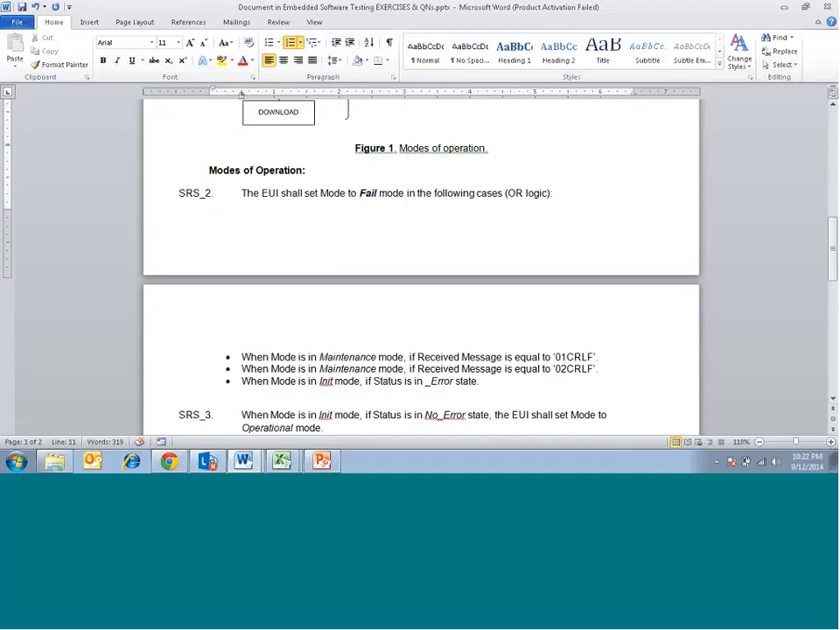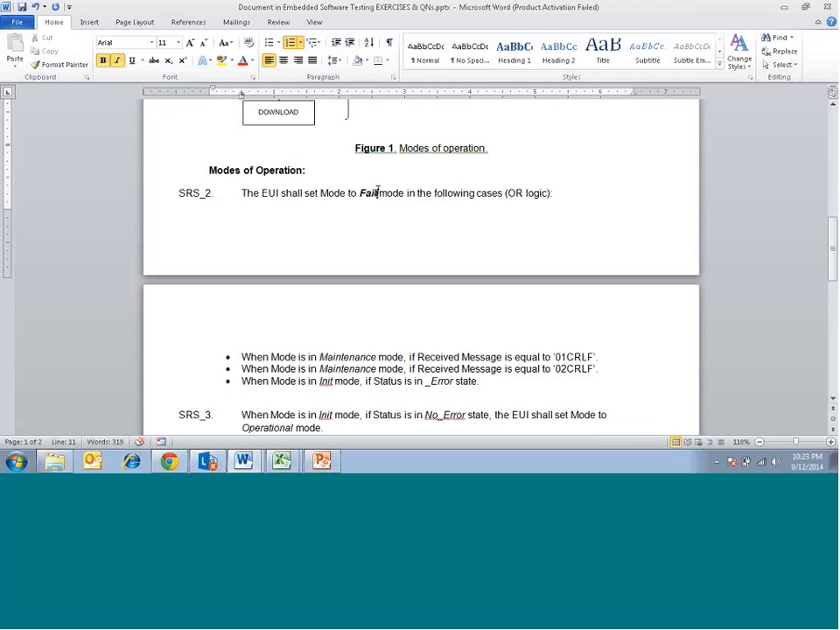So here, what is the input? These contents are having the inputs. So let's try to understand one condition. When mode is in maintenance state, mode is an input and received message is an input. So what is the output? Fail mode. That means the mode is set to fail mode. So this itself is the condition. So first condition, second condition, third condition. If one of these conditions exists, it is going to enter into failure mode.